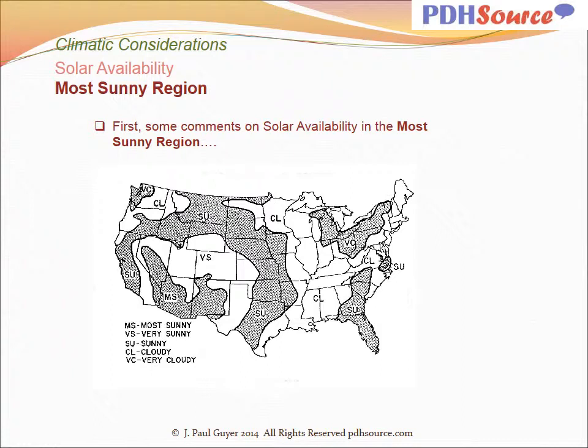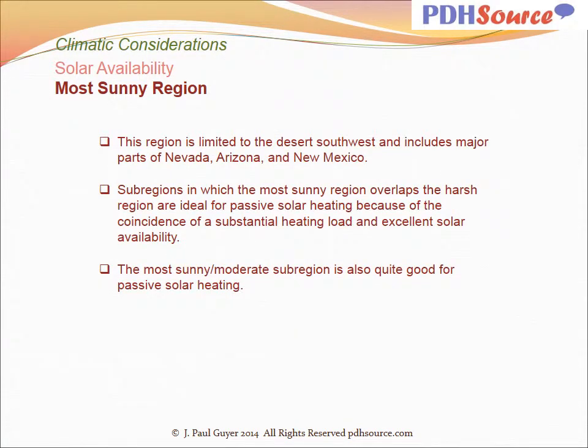First, some comments on solar availability in the most sunny regions. This region is limited to the desert southwest and includes major parts of Nevada, Arizona, and New Mexico. Subregions in which the most sunny region overlaps the harsh region are ideal for passive solar heating because of the coincidence of a substantial heating load and excellent solar availability. The most sunny, moderate subregion is also quite good for passive solar heating.